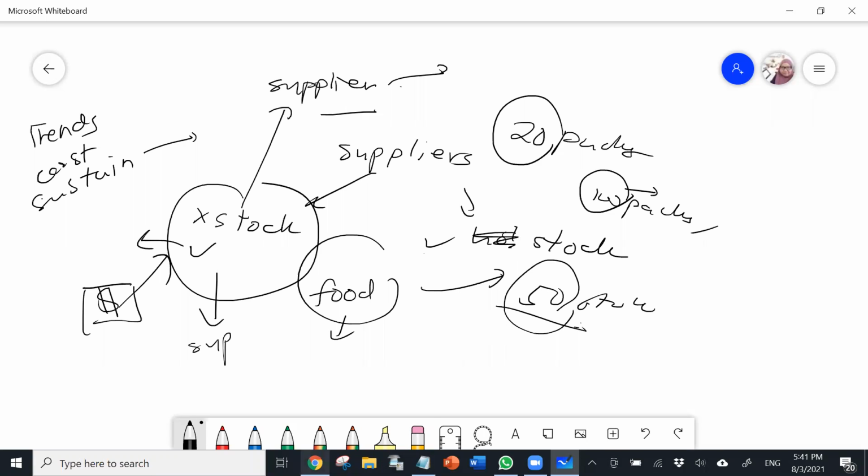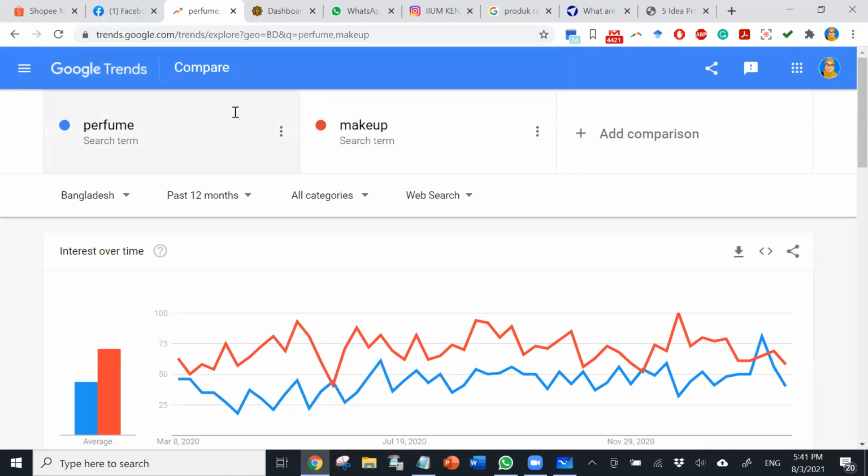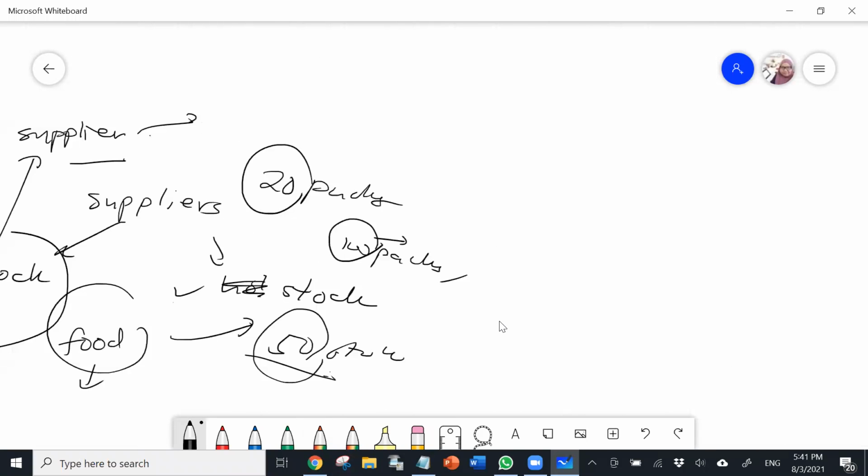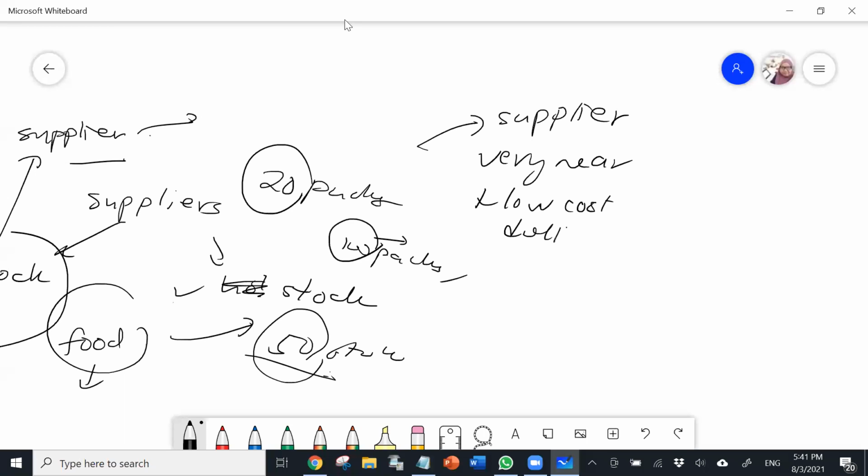So how to find suppliers? Okay, this is one way. If let's say you want to focus on food, or you want to hold a little bit of stocks, what I would suggest is you try to find a supplier that is very near to you, has low cost of delivery, and is willing to deliver to your location. Especially when it comes to food.